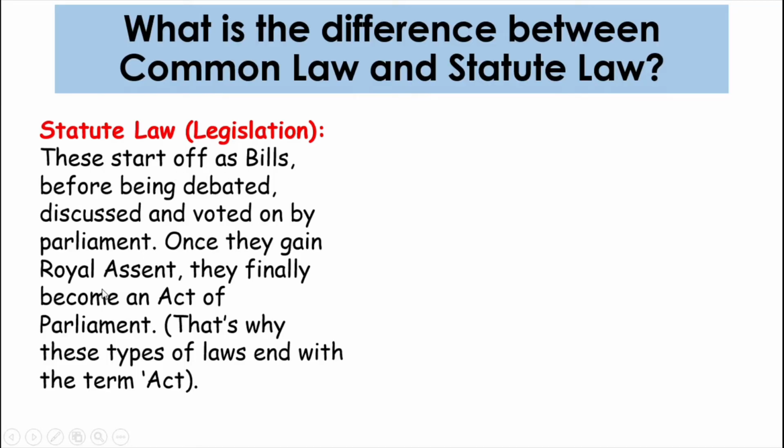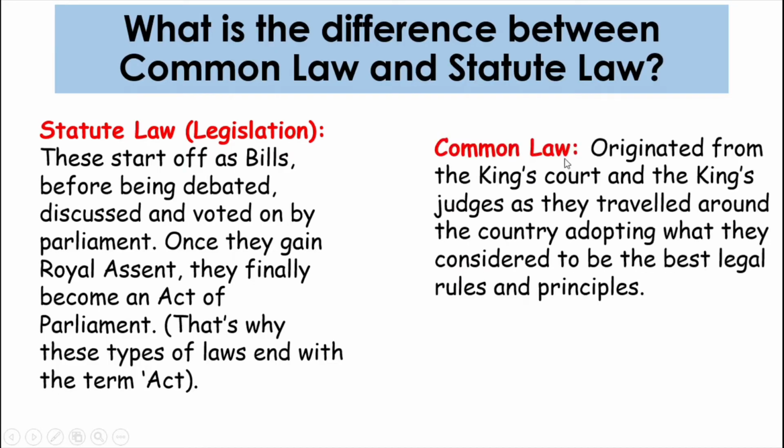Once they get royal assent, so this is when the monarch signs it off, they finally become an Act of Parliament. That's why these types of laws end with the term Act. In terms of common law, this originated from the King's Court and the King's judges, as they travelled around the country, adopting what they consider to be the best legal rules and principles.